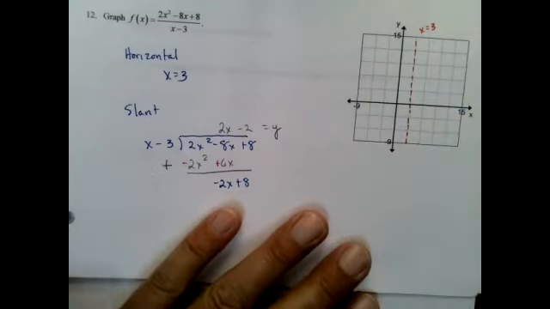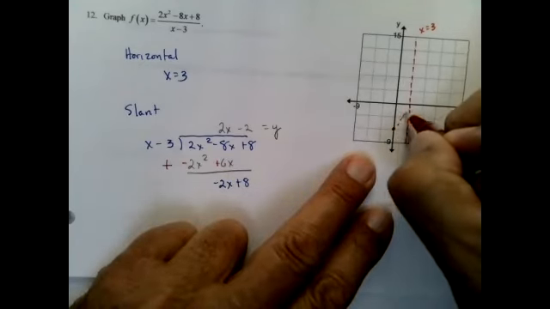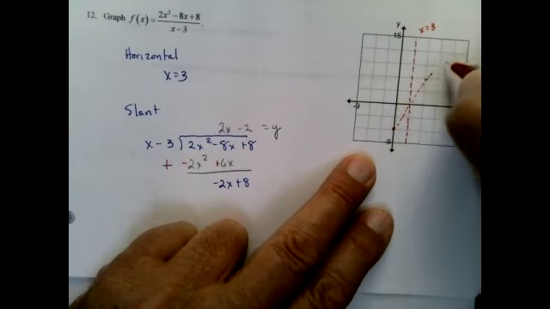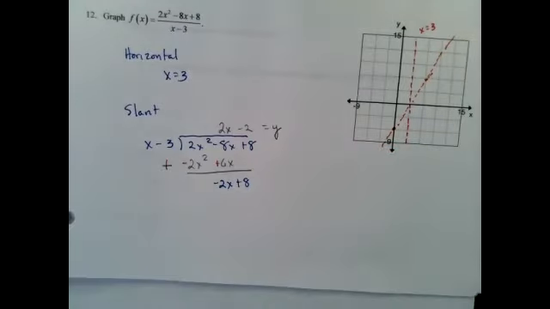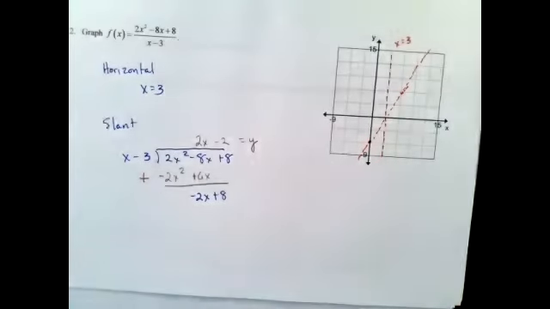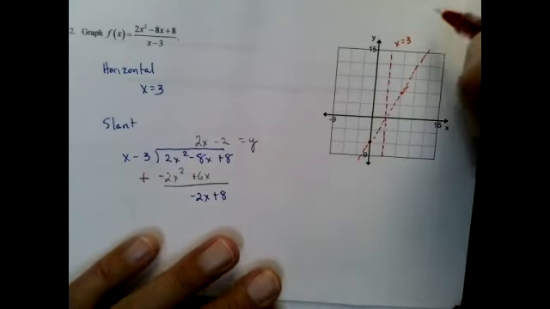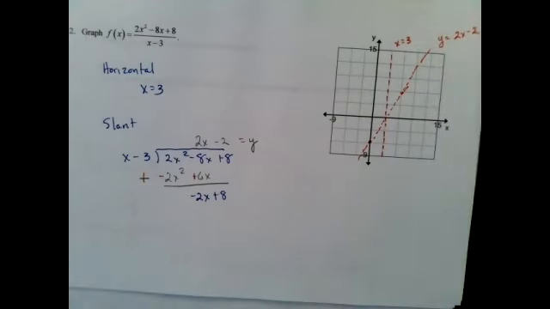The y intercept is negative 2. Slope is rise 2, run 1. Something looks like that. Again, this was y equals 2x minus 2. I just wanted to get one with the slant asymptote in.